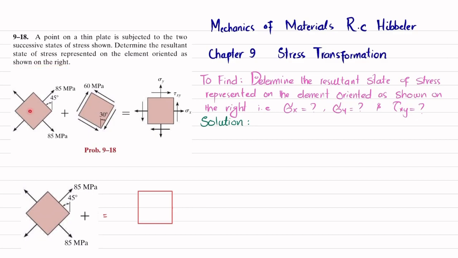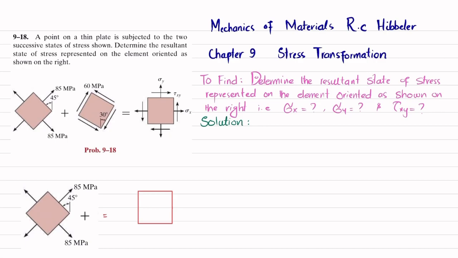So you can see these are the two successive states of stress. Clear? And we have to show that the sum of these two will be equal to this, and we will find this sigma x, sigma y, and tau of xy. So let's start with the solution.